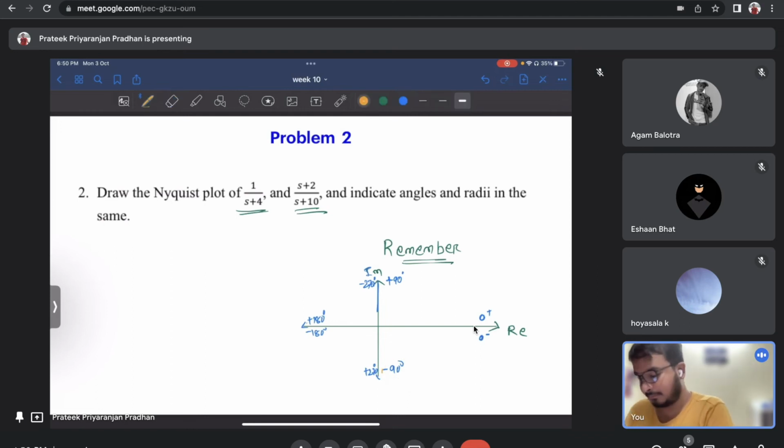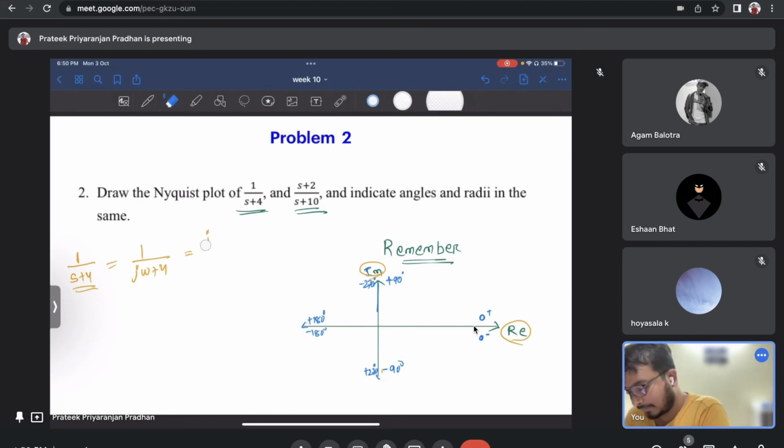Draw the Nyquist plot for 1 by s plus 4. Let's try to analyze what I have taught in the class till now. So 1 by j omega plus 4. I want it in real and imaginary parts, that's why I will segregate it. What I will do, I will multiply by 4 minus j omega into 4 plus j omega.